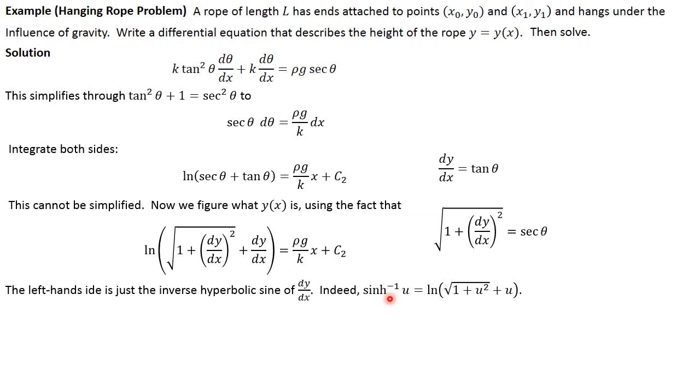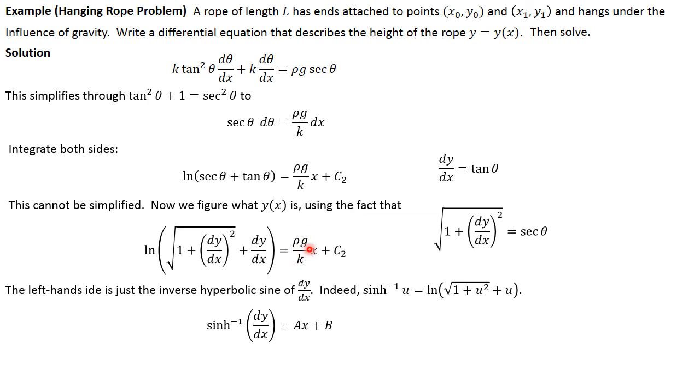If you've seen the hyperbolic sine before, which is e to the x minus e to the negative x over 2, it turns out it also has an inverse, and the inverse is given by this equation here. The inverse hyperbolic sine of a number u is the natural log of the square root of 1 plus u squared, plus u. So what we have here is the inverse hyperbolic sine of dy over dx. So the left-hand side is now inverse hyperbolic sine of dy/dx.